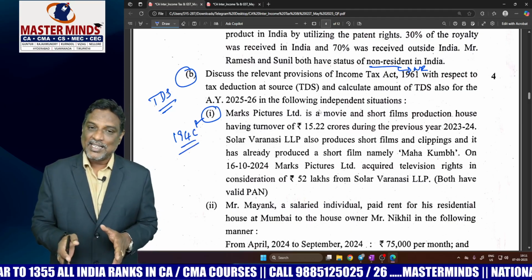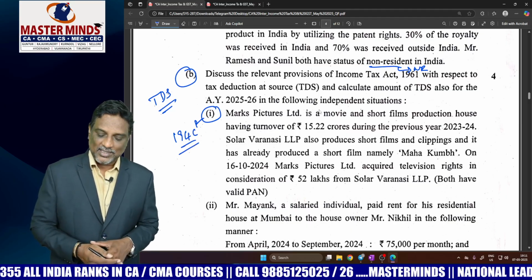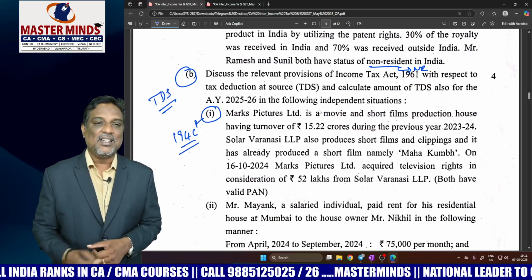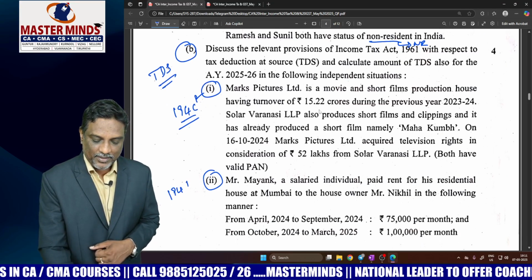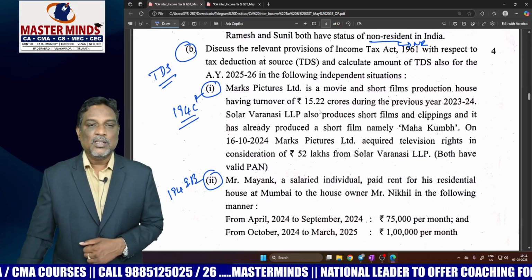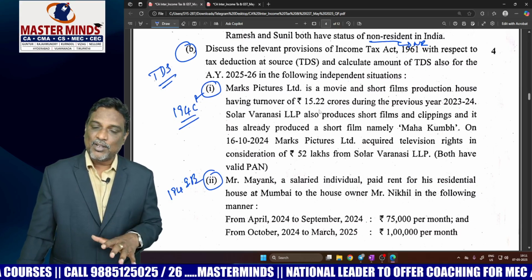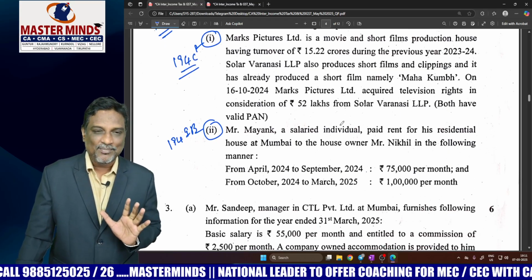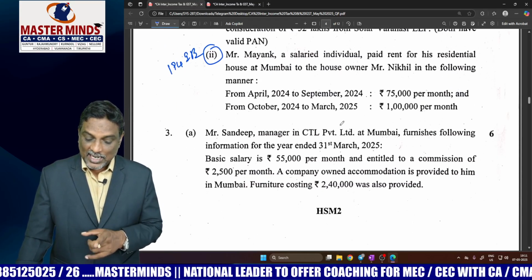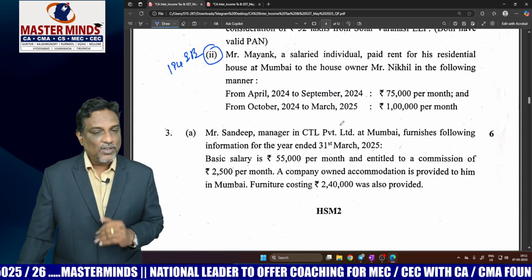However, TDS is not applicable here because it's a contract of sale, not a contract of work. Section 194IB. Okay, so my dear students, this is the easy problem from the TDS chapter. 2 sections from the TDS part. Next, rent related section, the second one, 194IB.